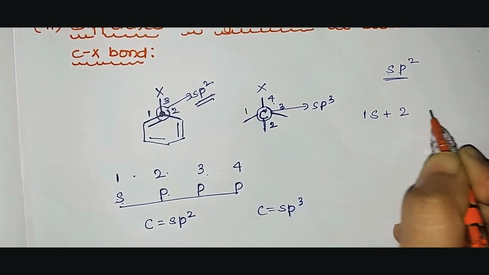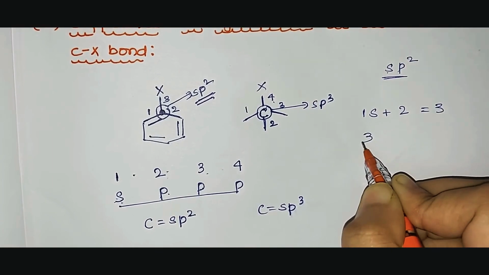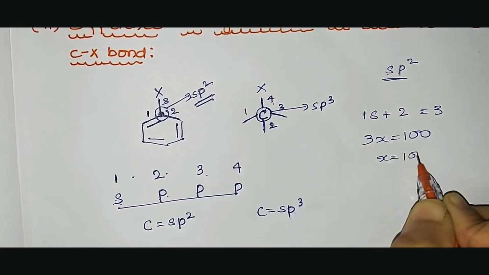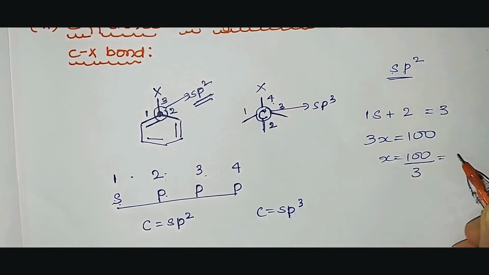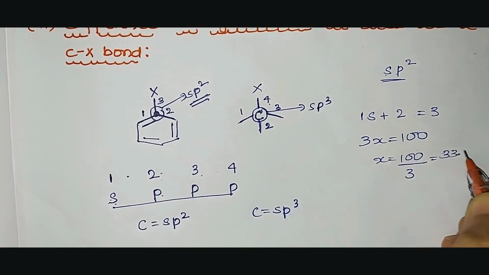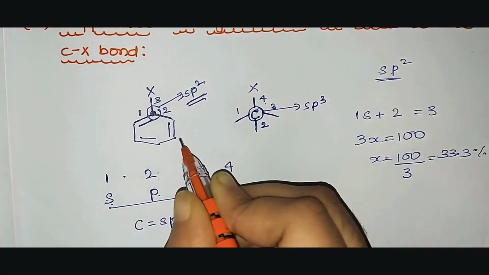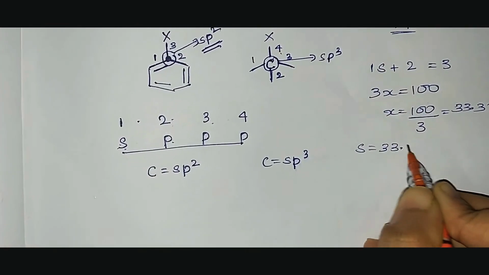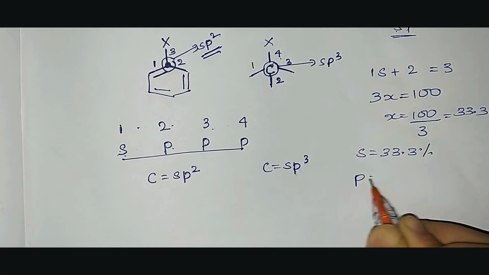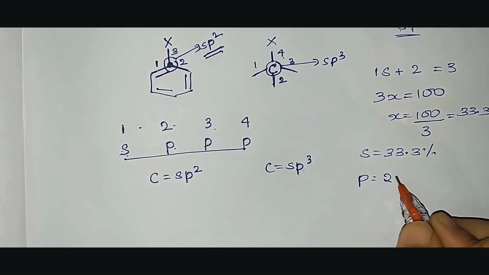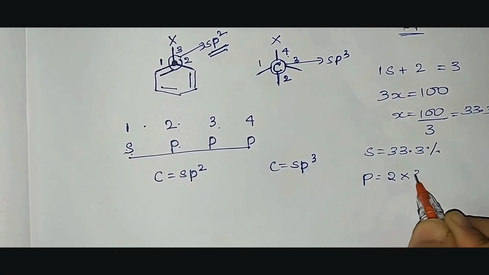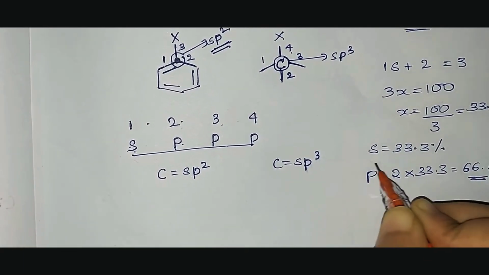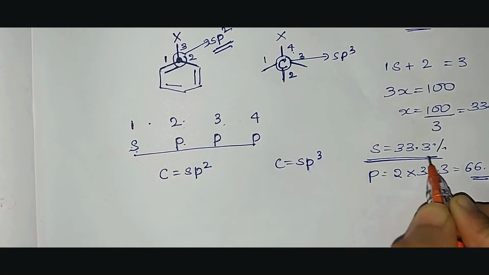So we'll find out the s character in case of sp2. How many s and how many p? 1 s and 2 p. So we'll consider the total as equal to 100%, and find out the x value. It becomes 33.3%. So the s character in case of sp2 is 33.3%. How many p are there? 2 p, so twice 33.3 is equal to 66.6%.